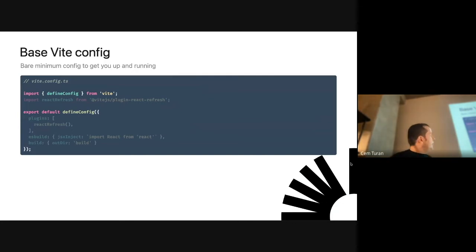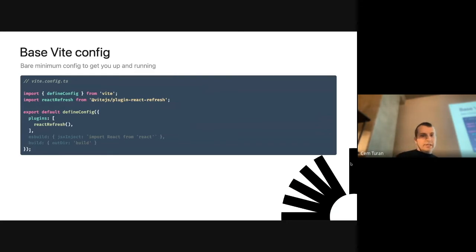Here is the defined config method that you need to pass your properties to. Let's say that we want to add hot module reloading for our React application, right? So what we need to do is add the plugin, which is called plugin React Refresh, and then we just add it under the plugins option. And that's all. Just by doing that, you have hot module reloading that works for you. You don't need to make any changes in your application code. It just works and it's fast.